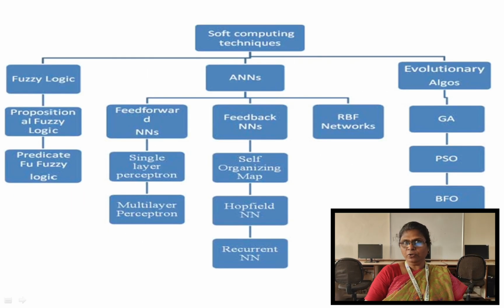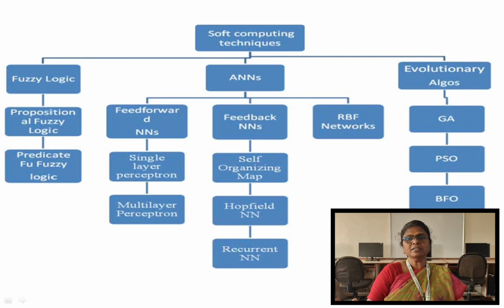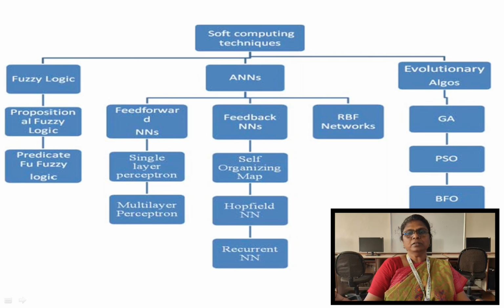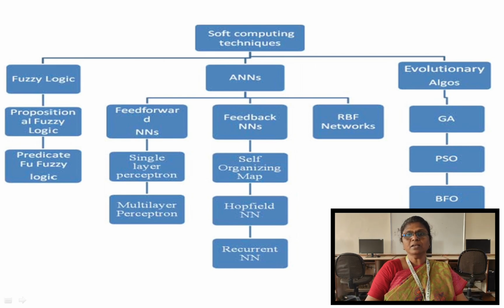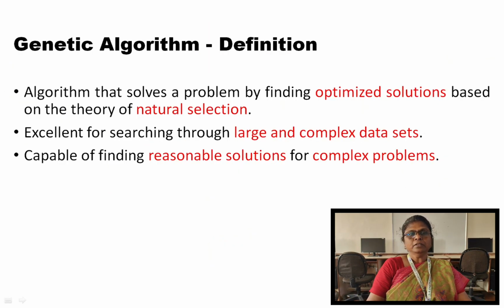We are going to see about the soft computing techniques. Under soft computing techniques, we have three major categories: fuzzy logic, artificial neural networks, and evolutionary algorithms. The topic we are going to see today, the genetic algorithm, comes under the category of evolutionary algorithms. So we'll see the details about the genetic algorithm.